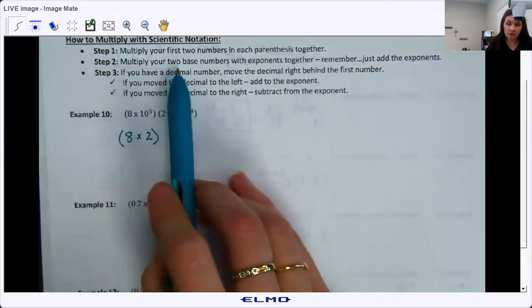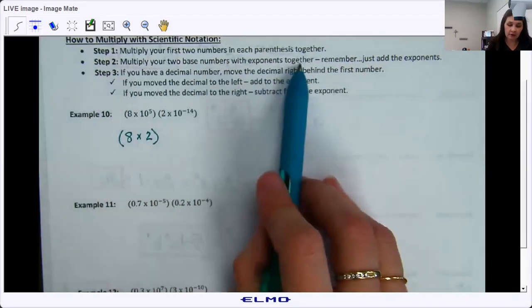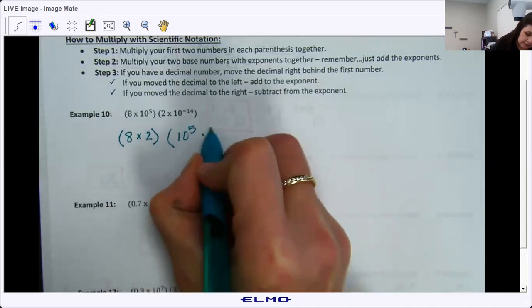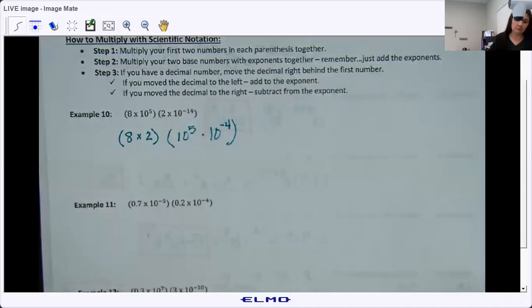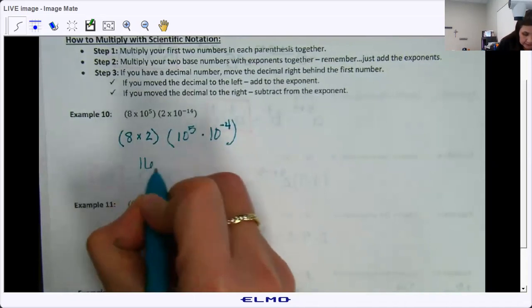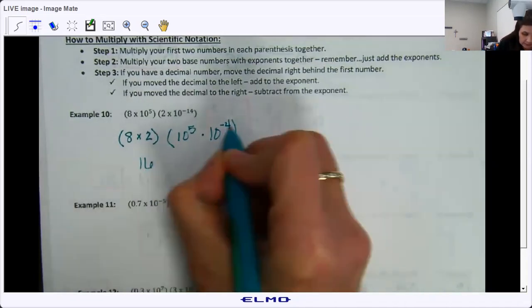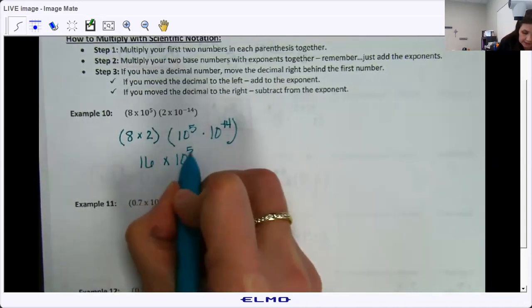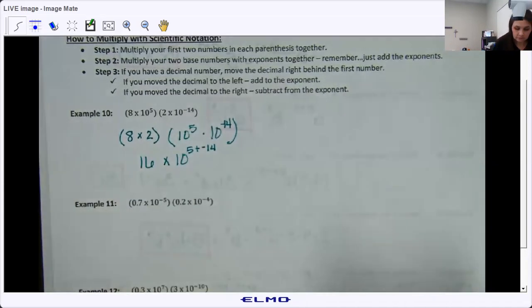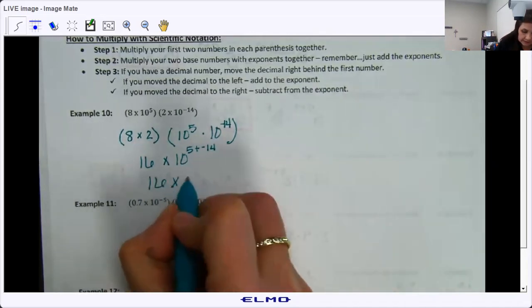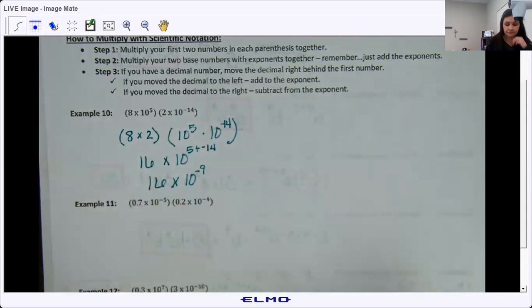Step 2, multiply your two base numbers with exponents together. So this would be 10 to the 5th times 10 to the negative 4th. So then 8 times 2 is 16, and then times 10 to the 5th plus a negative 4, which gives you 16 times 10 to the negative 9th power.